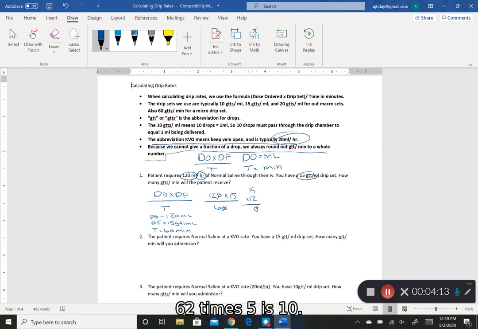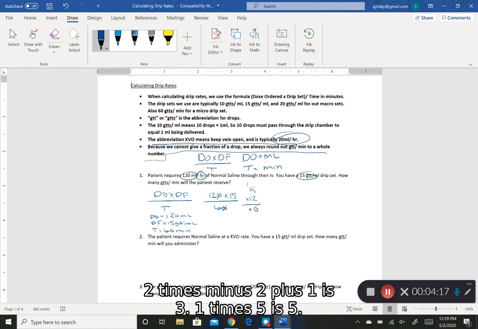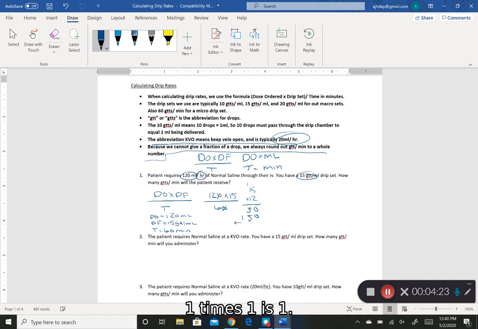2 times 5 is 10. 2 times 1 is 2, plus 1 is 3. 1 times 5 is 5. 1 times 1 is 1. And I add those columns together.